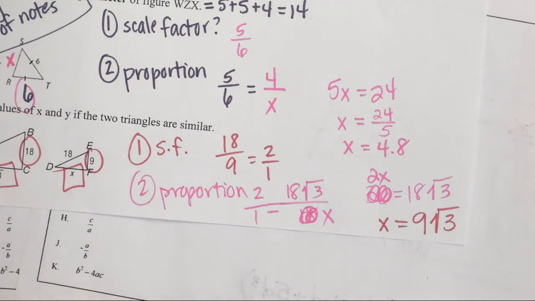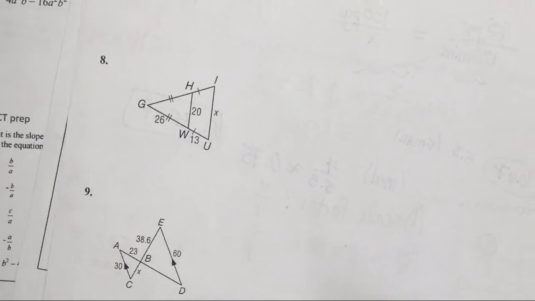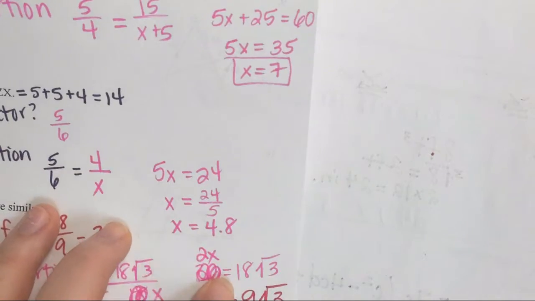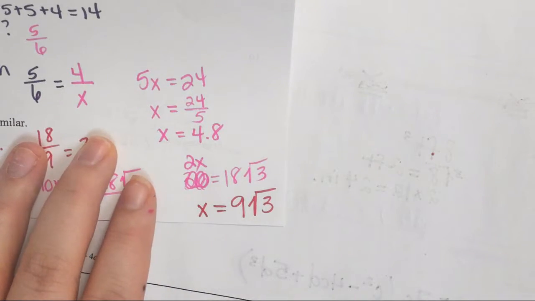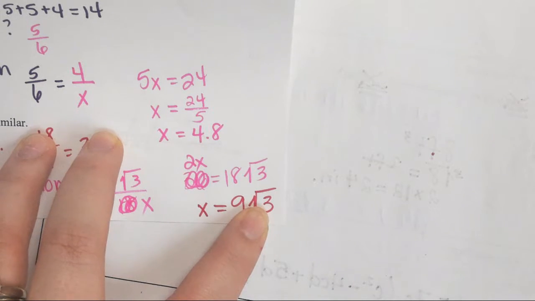You need to flip to the back, and we need to look over these last 4 together. I got 2x equals 18 square root of 3. I divided both sides by 2. 18 divided by 2 is 9. You leave the square root of 3 all by itself. So it's 9 square root of 3.